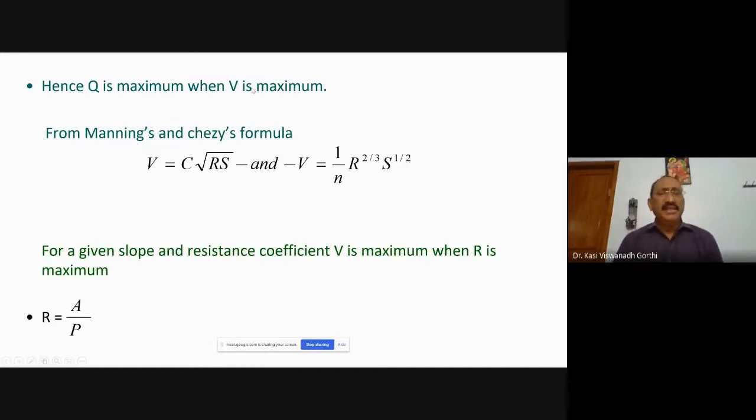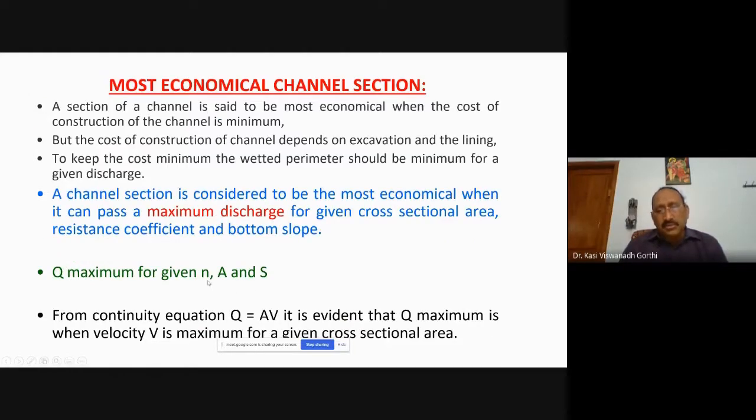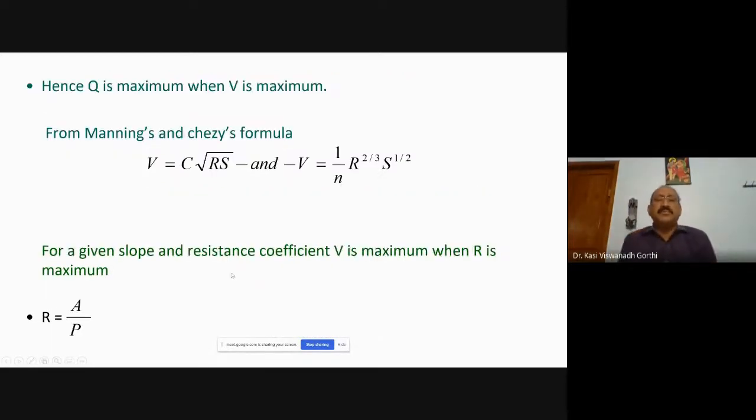So what is V? Let it be Manning's formula, or let it be Chezy's formula. V is equal to C into square root of RS, or V is equal to 1 by N, R power 2/3, S power half. In both the cases, for V to be maximum, what is the affecting parameter here? If you see here, longitudinal slope and the resistance coefficient C or N are there. We know that for a given channel condition these are given values. So both are constant.